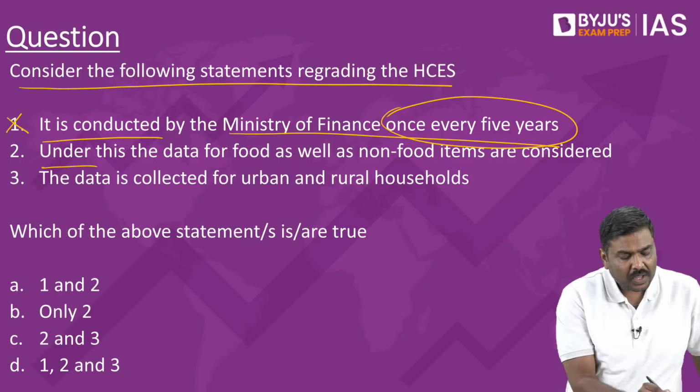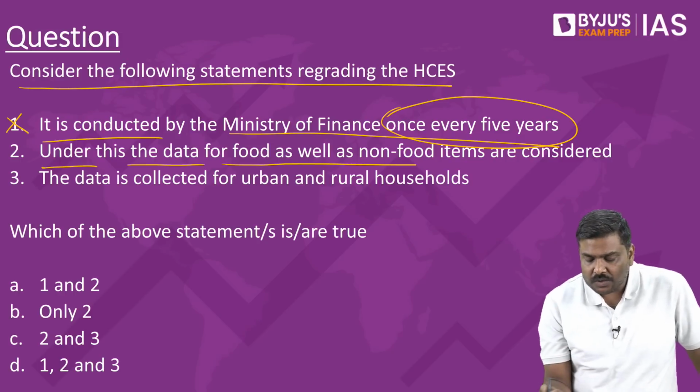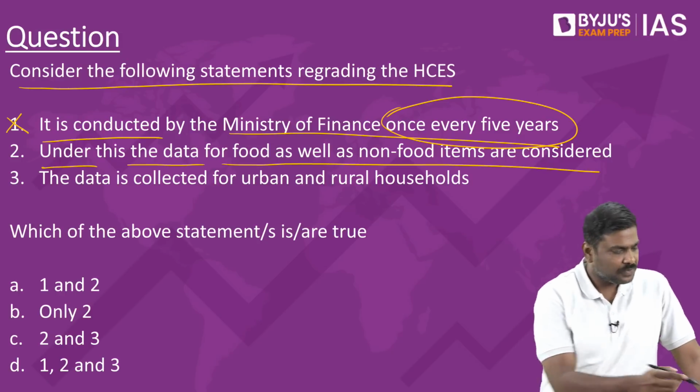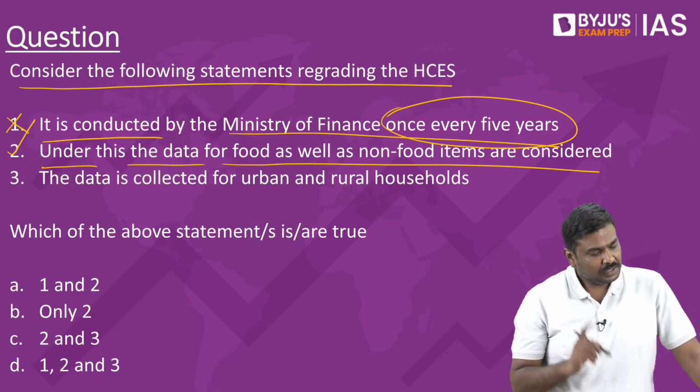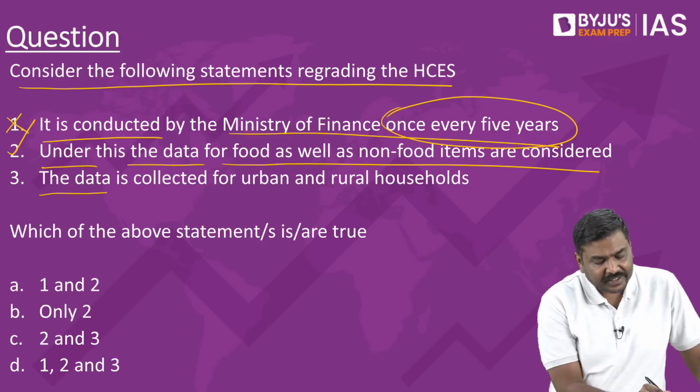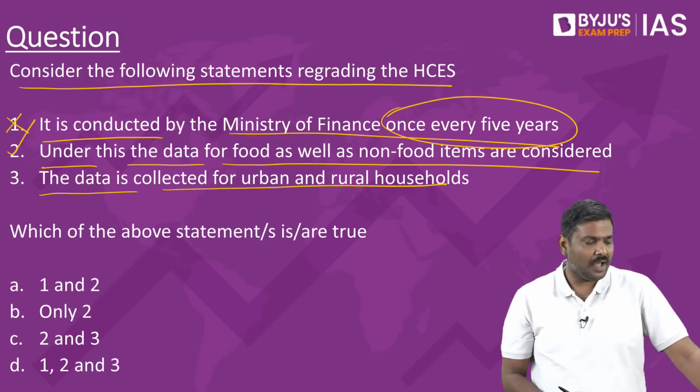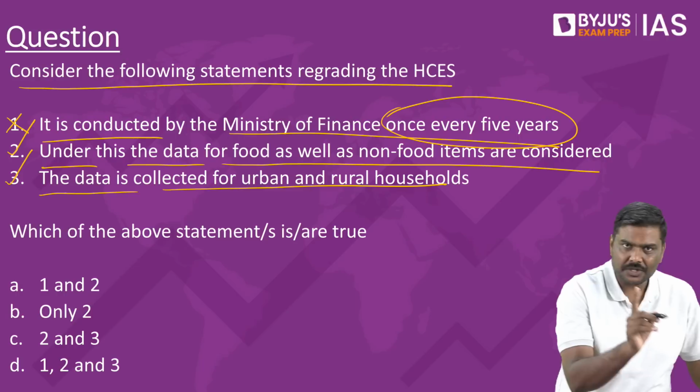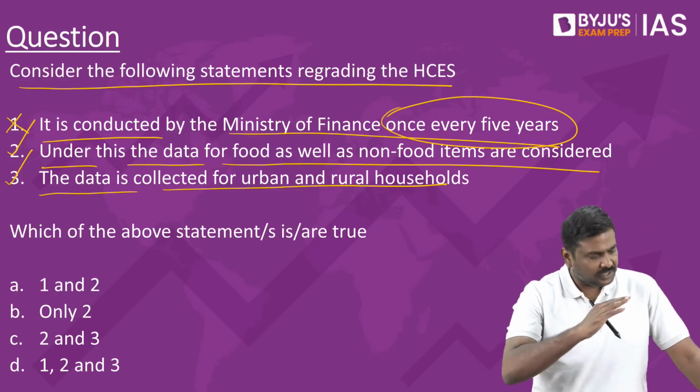Under this, the data for food as well as non-food items are considered. Statement 2 is correct. Third, the data is collected for urban as well as rural households. The third statement is also true. So second and third are correct.